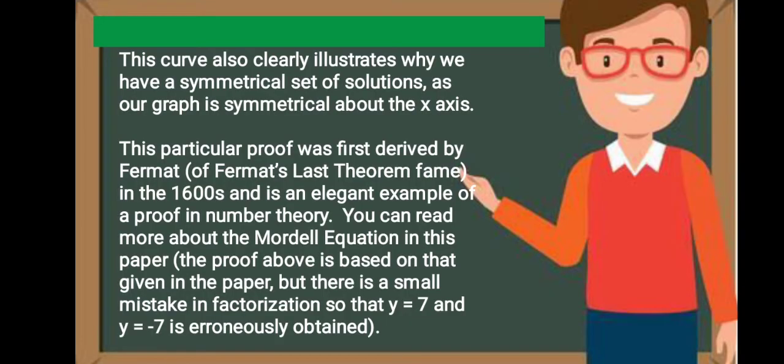This particular proof was first derived by Fermat, of Fermat's last theorem fame, in the 1600s and is an elegant example of a proof in number theory. You can read more about the Mordell equations in this paper. The proof above is based on that given in the paper, but there is a small mistake in the factorization so that y equals 7 and y equals negative 7 is erroneously obtained.